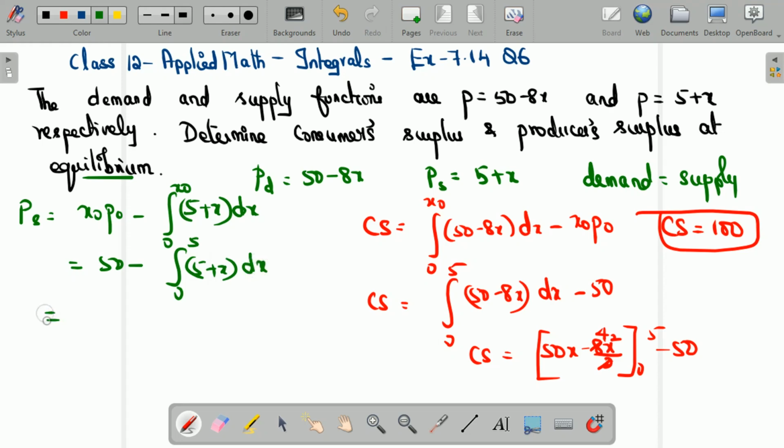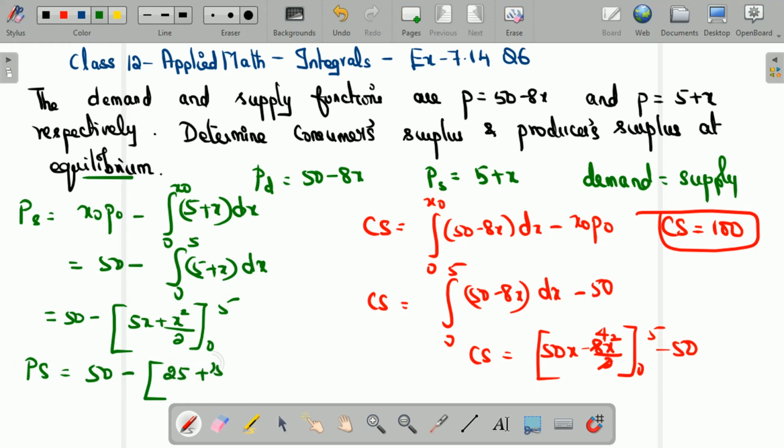So let's perform the integration. 50 minus 5x + x squared by 2 between the limits 0 to 5. So let's substitute. PS = 50 minus, the upper limit is 25 plus 25 by 2. The lower limit is definitely 0, so we are not going to worry about that calculation. So PS = 50 - 25 is 25, then 25 - 25 by 2, which is 12.5. So your PS is equal to 12.5.